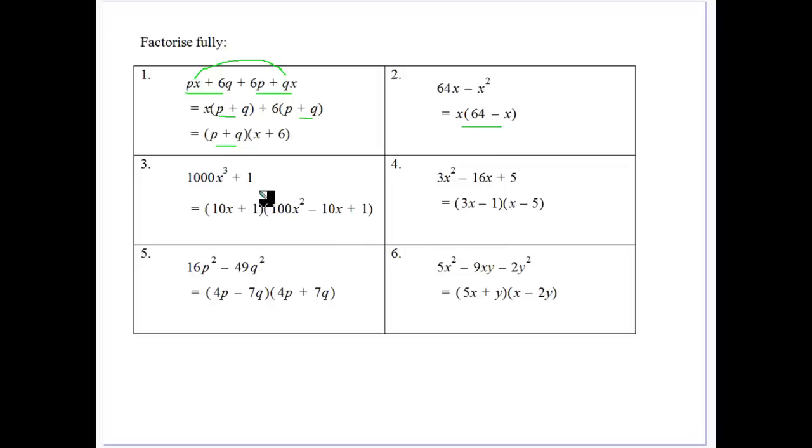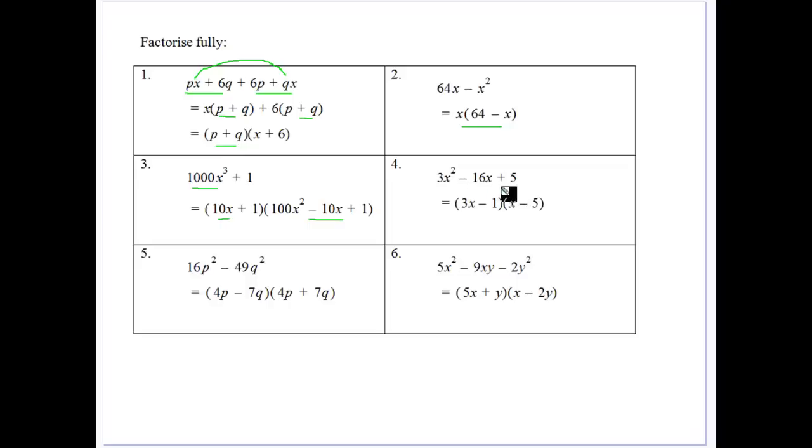Try and get a common factor. None there. I've got an x cubed there. So it starts to tell me, wait on, can I get the cube root of 1000? It comes to 10. So 10x cubed, and the cube root of 1 is 1. And then I apply the rule where the first term would be the 10x all squared. The last term would be 1 plus 1 all squared, and the minus 10x times 1 gives us minus 10x.